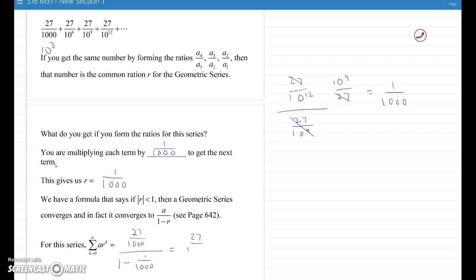So I'm going to have 27 over 1,000 over 999 over 1,000. So instead of dividing by the fraction, we're going to multiply by the reciprocal and see that the thousands cancel out, and you get 27 over 999. So this is the fraction that is exactly the same number as that repeating decimal. If you try it in a calculator, you'll see that they match up. So that's pretty amazing that you can write an endless repeating decimal as a fraction.